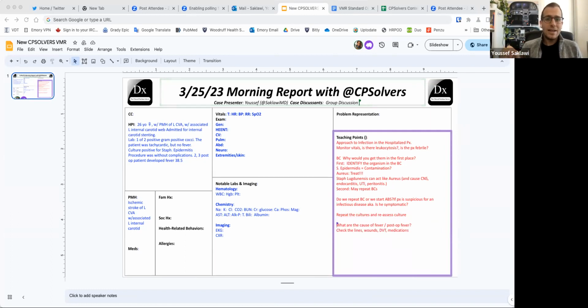But that is one lens, and you also want to overlap that lens with the 5 most common infections in the hospital. If you listen to CP solvers, you've probably heard this multiple times already: the most common causes of infections in general are going to be UTI, pneumonia, skin soft tissue, intra-abdominal, and bacteremia of unknown source. So when I would evaluate that patient, I would do exactly what Steve was saying.